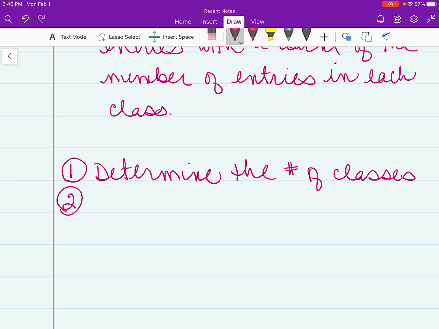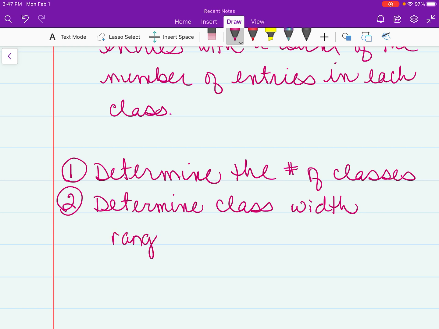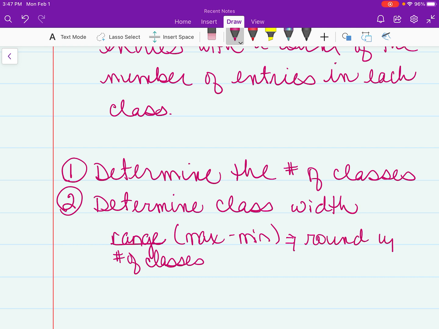So once you know how many classes, you'll need to determine the class width. You'll do this by taking the range, and range is the max minus the min, and dividing that by the number of classes. Once you've done that, you need to round up to the next whole number.